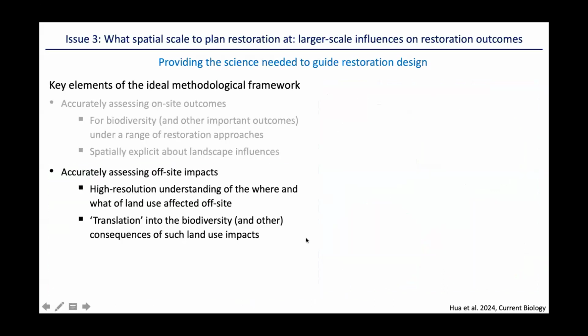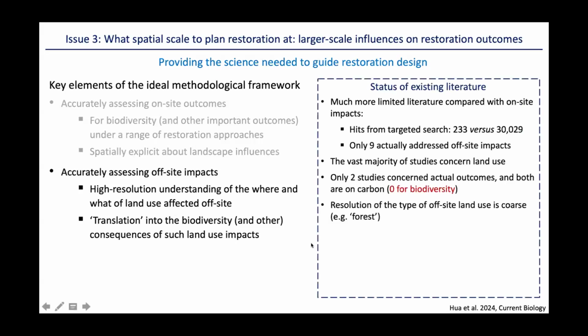Now, for an ideal methodological framework to guide restoration design, we also need to think about offsite impacts. For this aspect, we need to know with high resolution where the displaced land potentially is, and what type of land cover is affected offsite, because these would directly affect how much biodiversity and how many ecosystem services are affected by the offsite impacts. On top of that, this is only the land use aspect. We then need to translate this land use impact into the actual currency of biodiversity and other important metrics like ecosystem services. And we also did a quick assessment of the size of the literature.